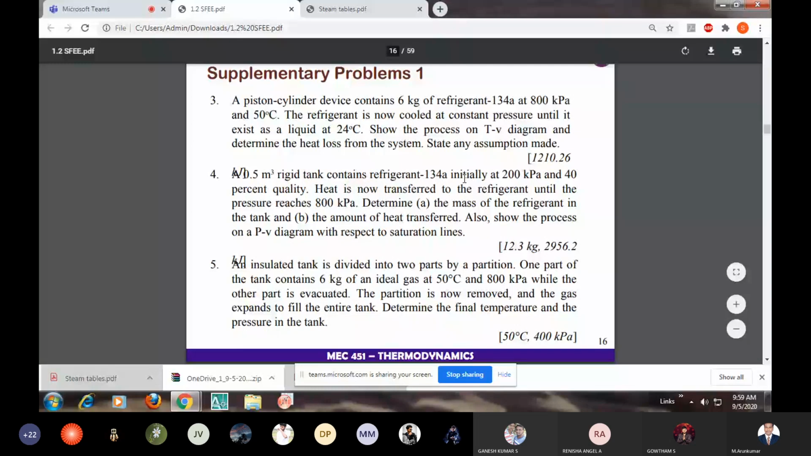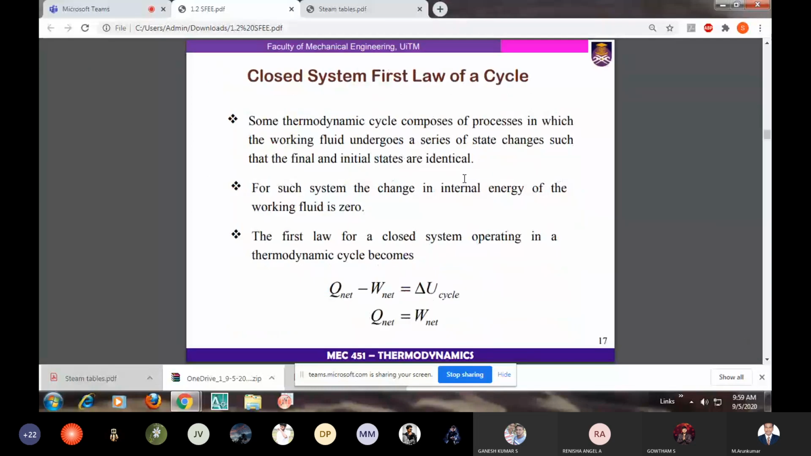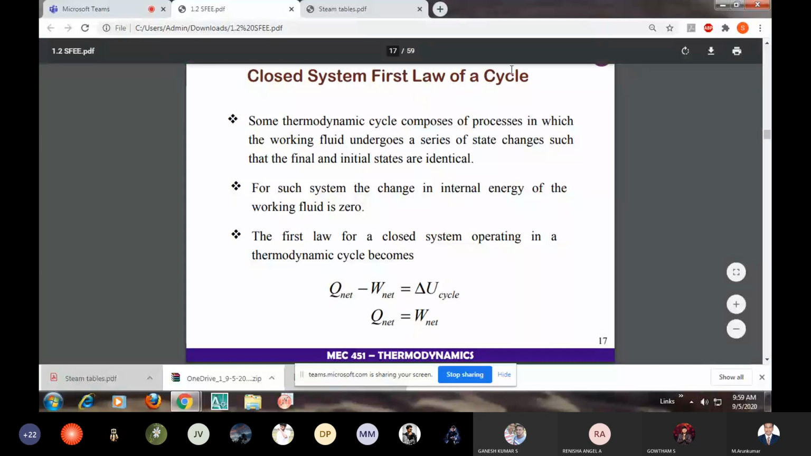Right, I think viewers get confused today. So I am stopping here. So we can practice these 5 questions. Then you can upload these questions in our assignment file. Then in the next class, we will look at closed system first law for a cycle.